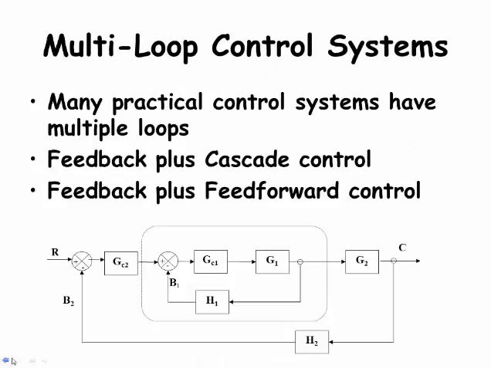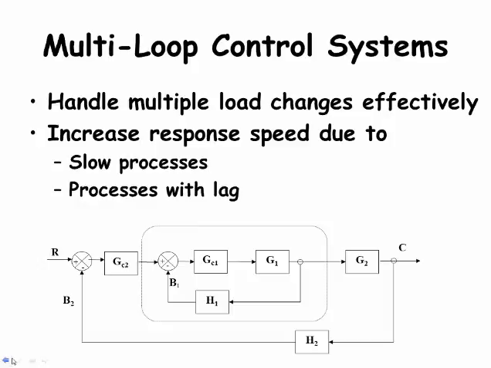Single loop process control is fine, but many practical control systems have multiple loops. Two control systems with multiple loops describe feedback plus cascade control and feedback plus feed-forward control. The sketch shows a two-loop control system, which is an example of cascade control. There is an inner loop that contains GC1, G1, and H1. The outer loop contains the inner loop plus G2, GC2, and H2. The reason for adding multi-loop control is to make the process or system handle multiple load changes more effectively. Adding cascade and feed-forward control increases the process response speed, especially for slow processes and processes with lag.